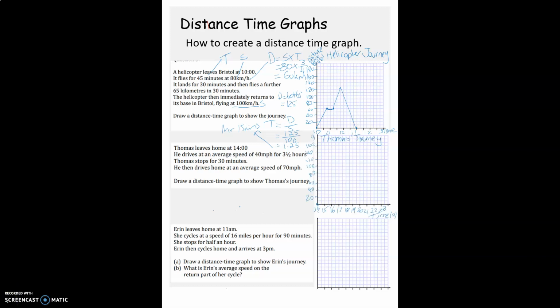Our second example shows Thomas's journey. So I've already created the graph for you. You can see scaled axes here going up in 20s for the distance from home, and then the scaled axes on the X is going up in hours of time starting at 2 o'clock because that's when he leaves home. So you can already have a point at 2 o'clock to show that that's when he's left home. He drives at an average speed of 40 miles per hour.